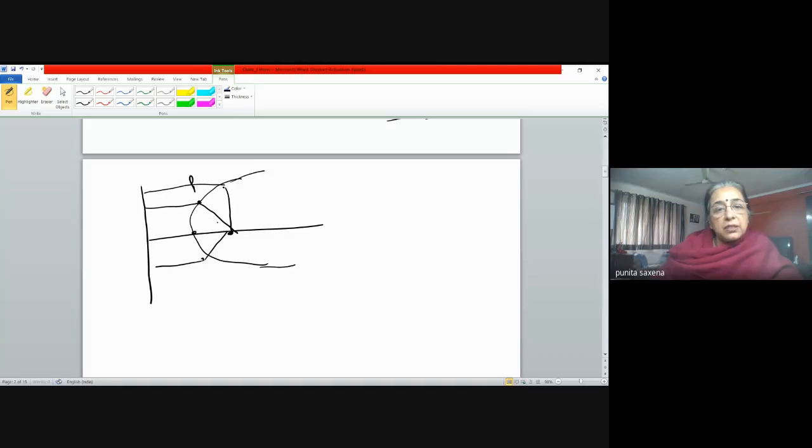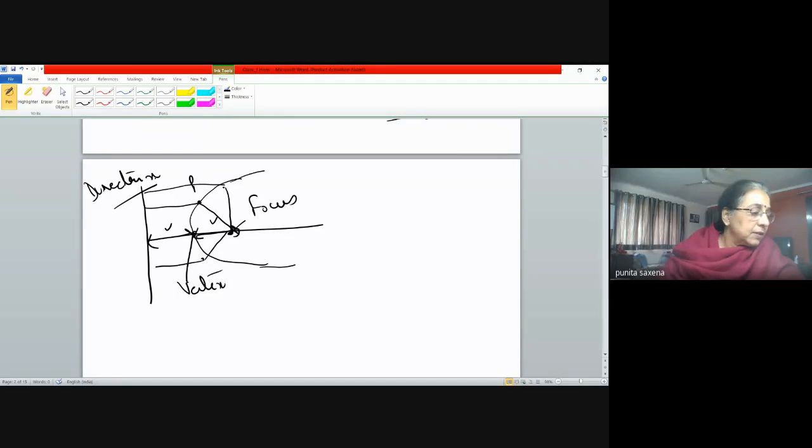And this point, the distance from the fixed point and from the fixed line, this distance is always equal. That's why we call this point the vertex. यही बोला ना, ये हमारा फोकस हो गया, ये लाइन हमारी डायरेक्ट्रिक्स हो गई. इसी तरह से पैराबोला डिफाइन करते हैं.